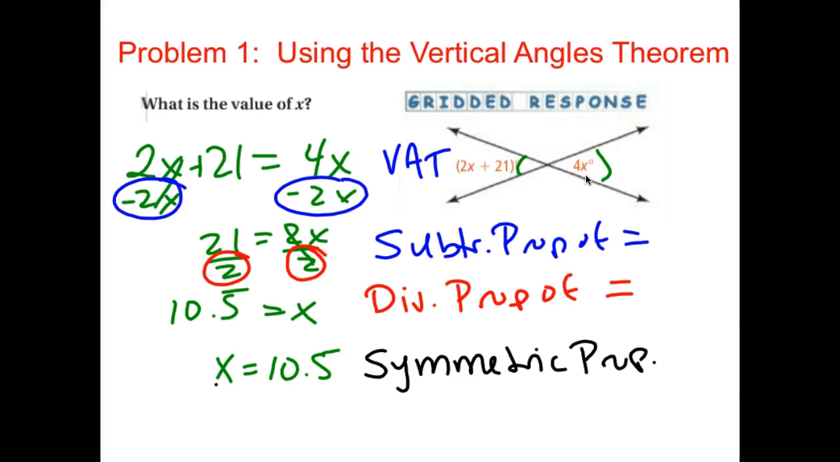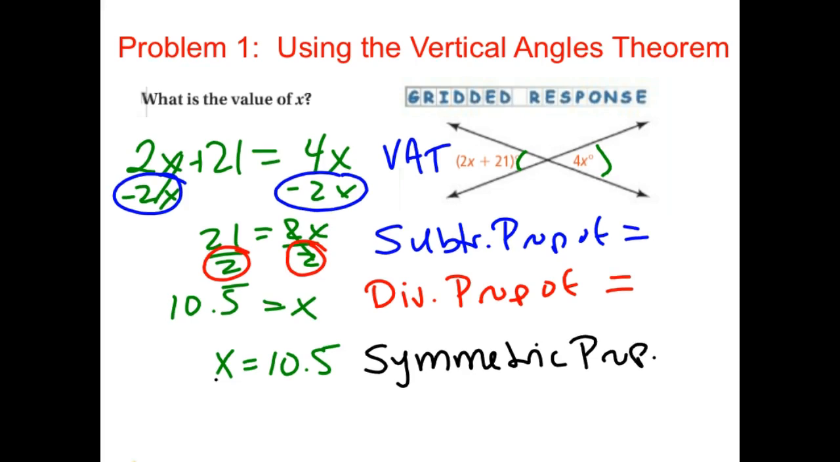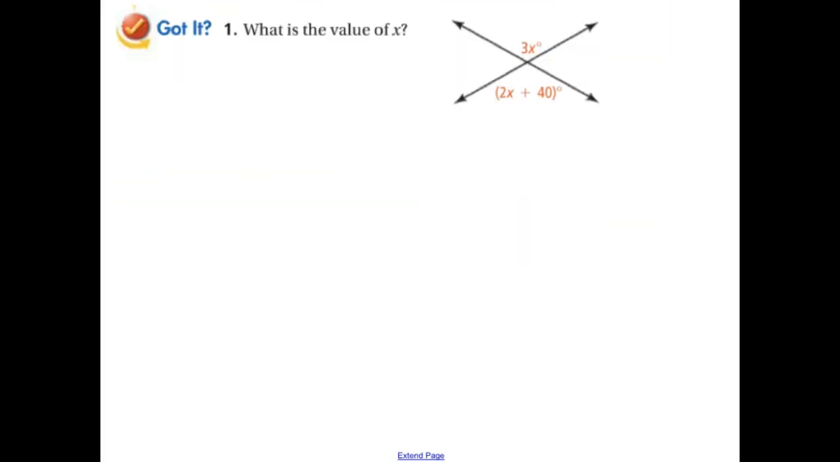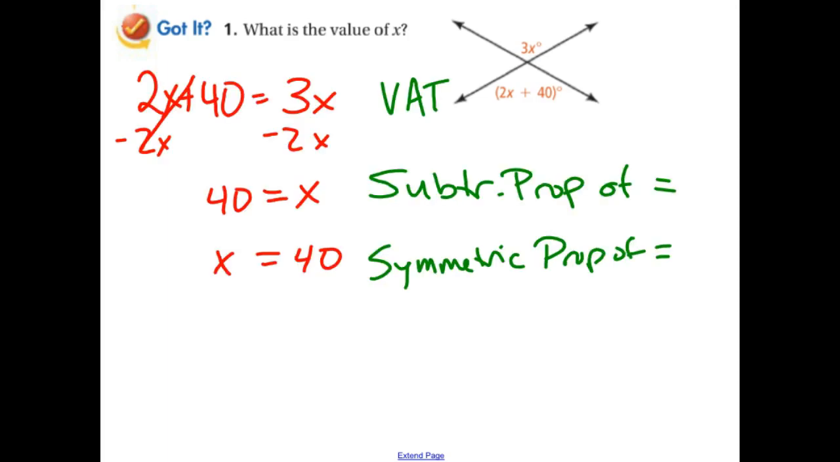So what you are going to do now is you're going to solve this next one completely on your own, and you're going to justify each reason as you go. So this is, what is the value of x? Set up your equation, follow the one up above if you need to, pause the video, and try it on your own. Alright, you can check yours with mine. I got 2x plus 40 equals 3x is my equation. Vertical angle theorem, subtracted 2x from both sides, got 40 equals x. That was my subtraction property, and then I switched the order, x equals 40. That was my symmetric property.